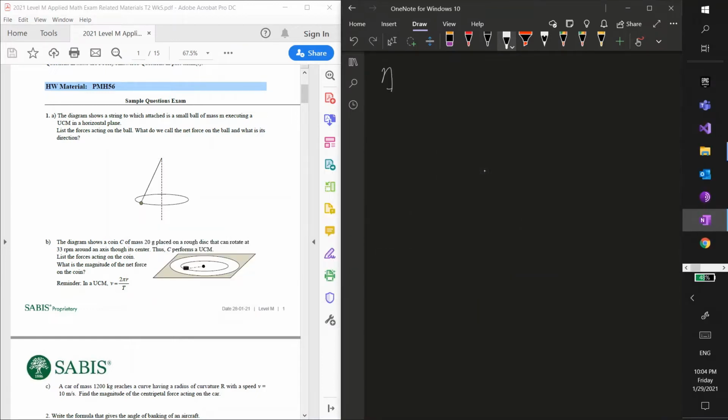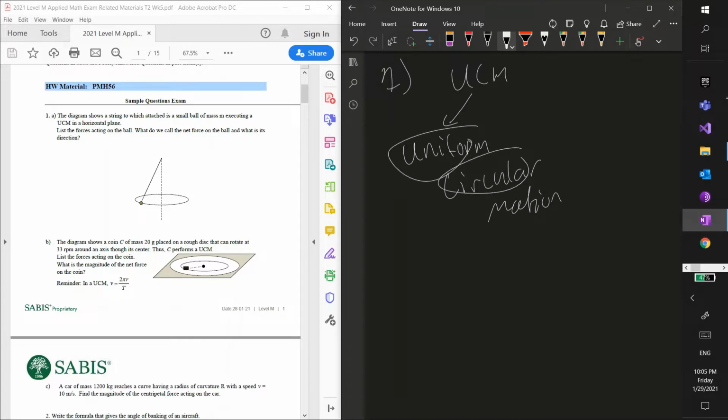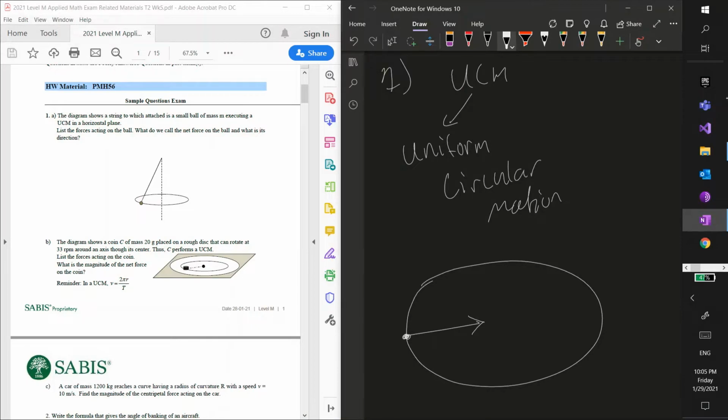Okay, question number 1. Diagram below shows a string to which a small ball is attached and it's executing UCM. UCM means uniform circular motion. Uniform circular motion means you're moving in a circle, hence the name circular, and you have a force acting towards the center. If you're moving in a circle, you'll feel like you're getting pulled towards its center.